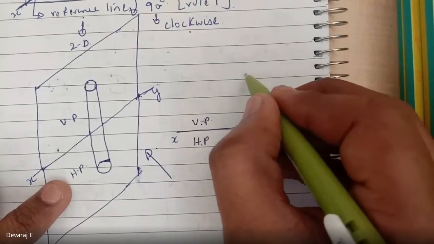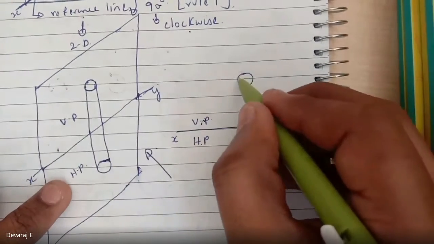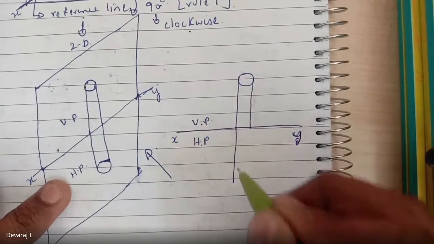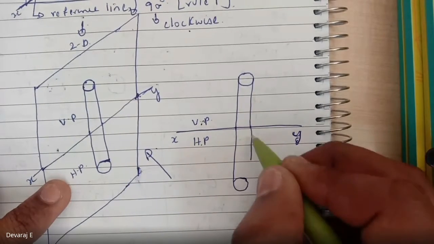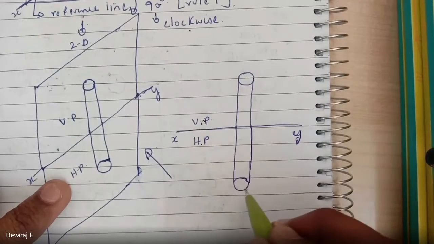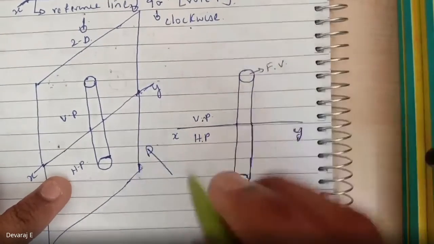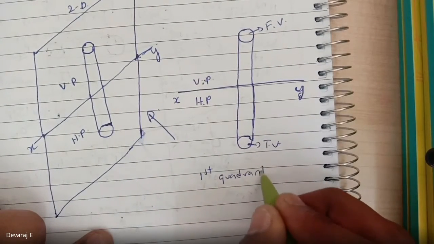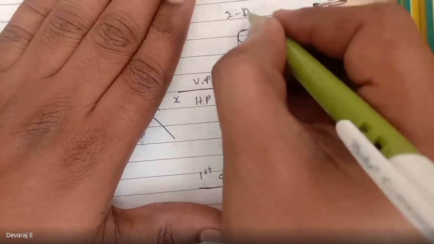You can see the front view will be visible like this. Then draw the projectors. Then the top view will be somewhere here. Don't worry about the distance now. Only try to analyze the meaning of that. So this is the top view, and this is the front view. This is your first quadrant. This is your 2D view.